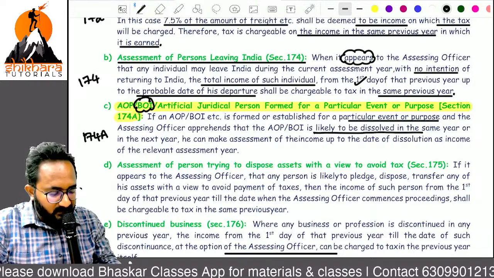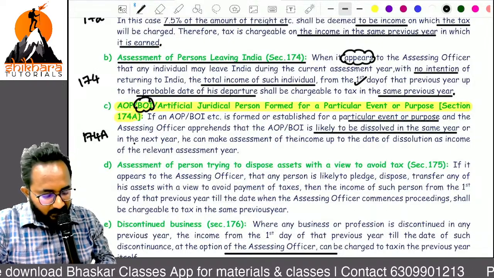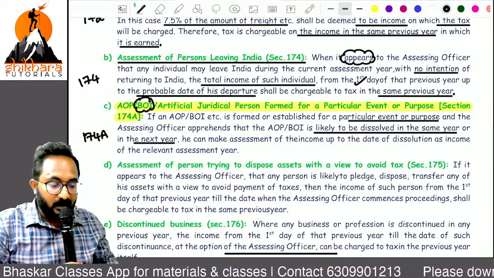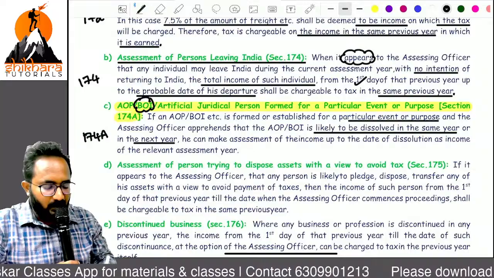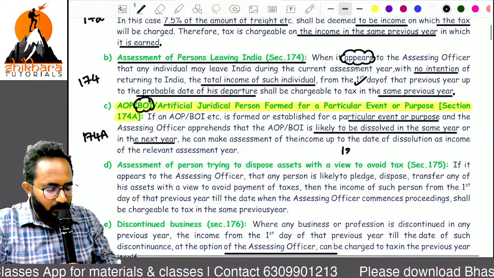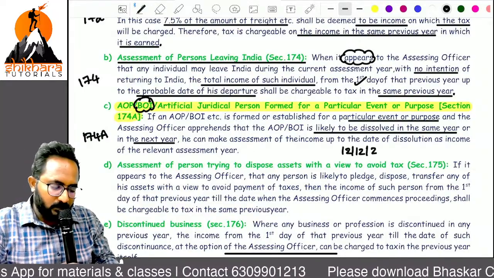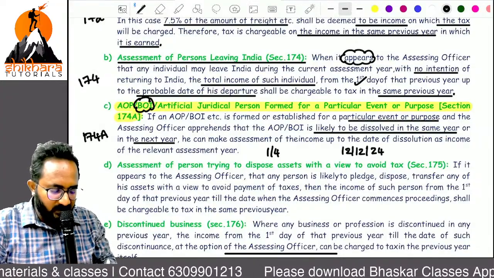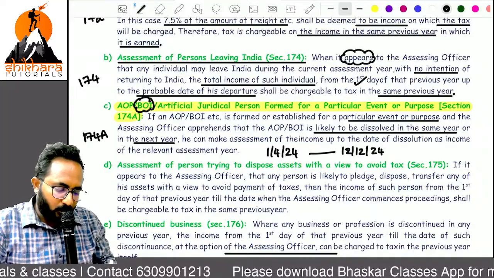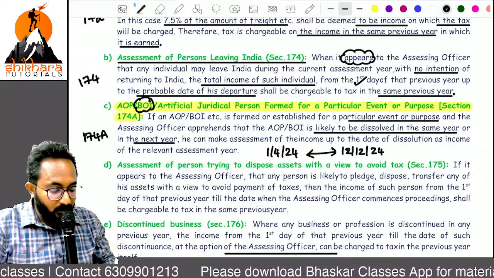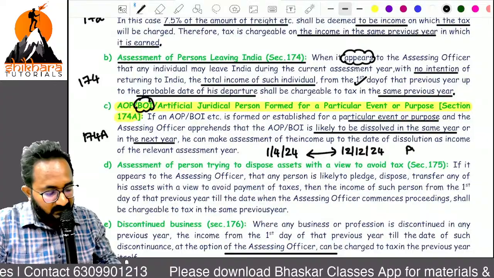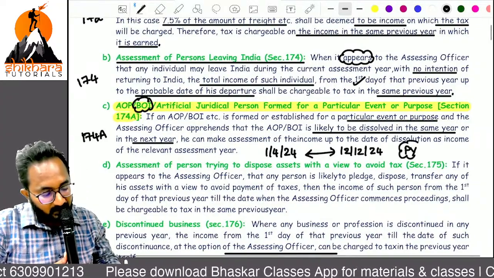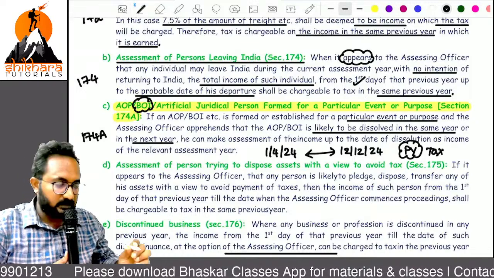But now, if it was started for a particular event or purpose and is likely to be dissolved in the same year or the next year, automatically the AO will come to that SSE. For example, if they dissolved on 12/12/2024, from the first day of the previous year to the probable date of dissolution is considered the previous year, and whatever income is there, they will collect the tax on that.